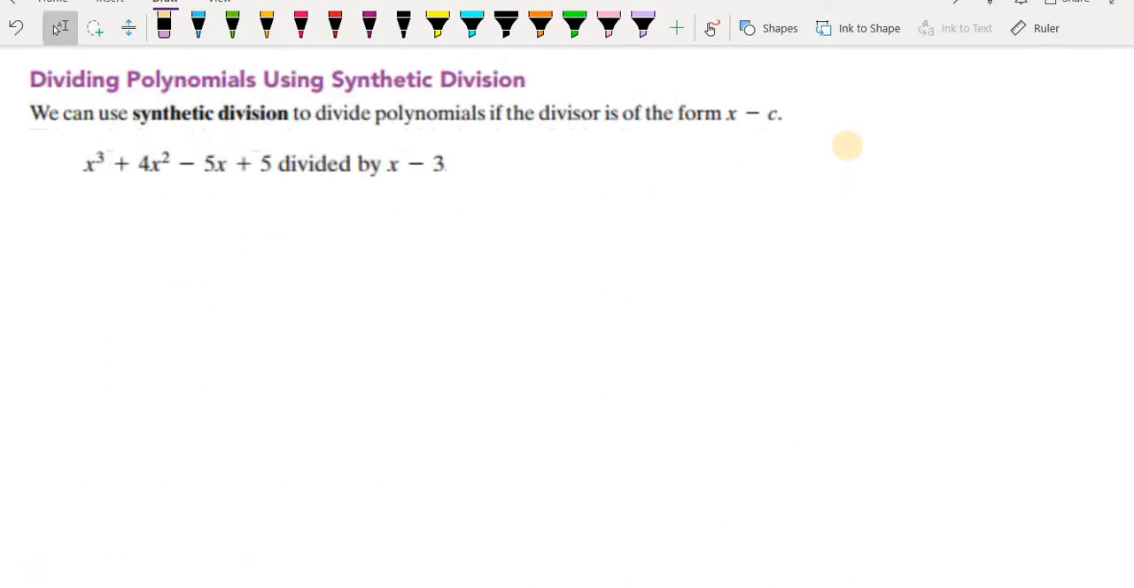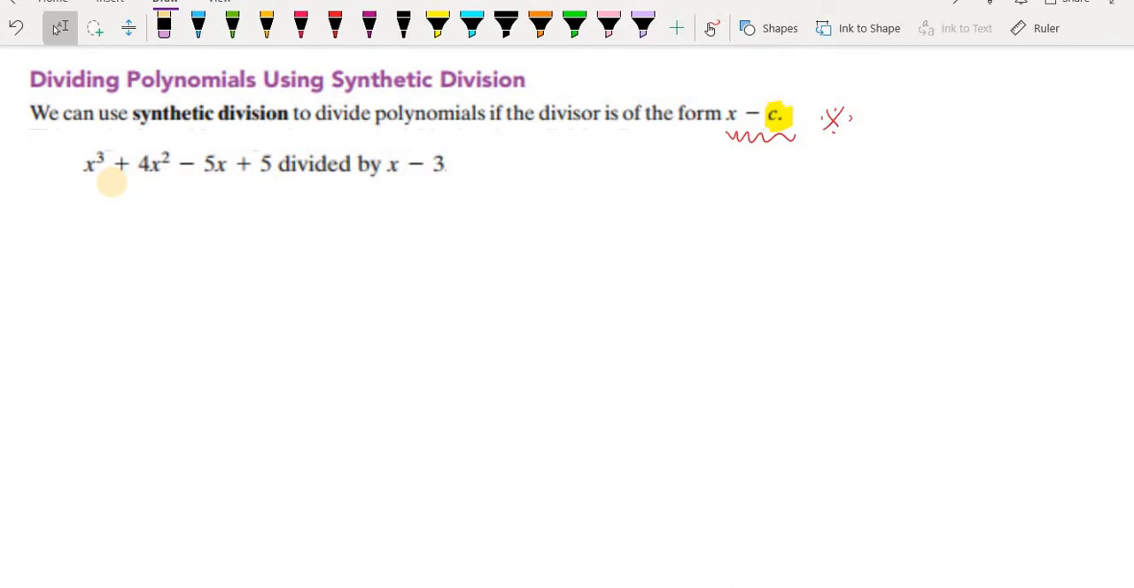So now we're going to learn dividing polynomials using synthetic division. Okay, we can use the synthetic division to divide polynomials if the divisor is of the form x minus c. This is very important because if it's not the form x minus c, you cannot use synthetic division. Okay, let's go ahead and try this. So we want to use x cubed plus 4x squared minus 5x plus 5 divided by x minus 3.